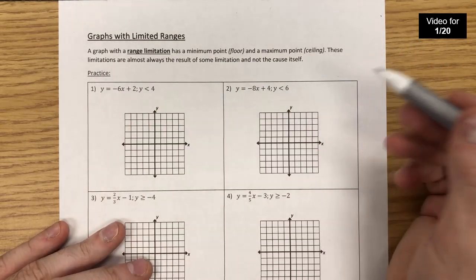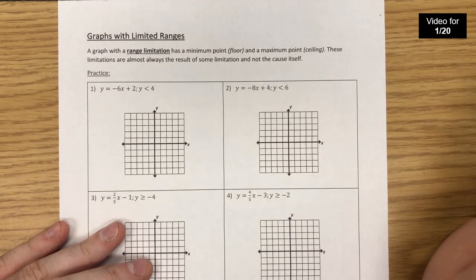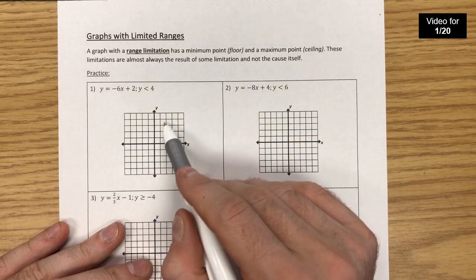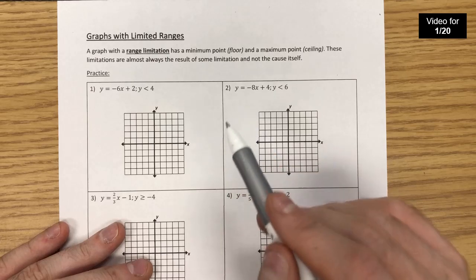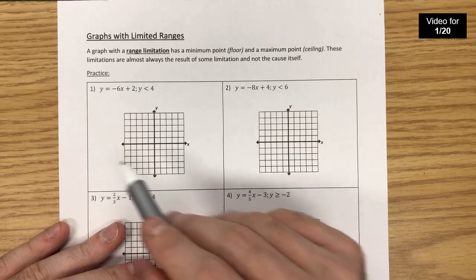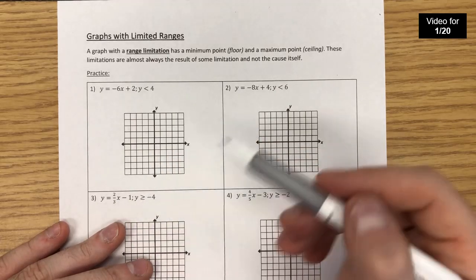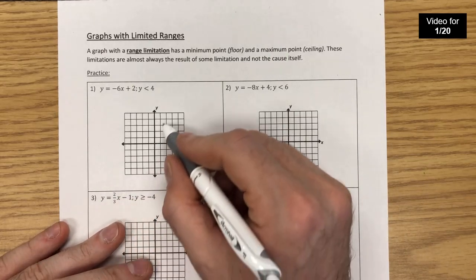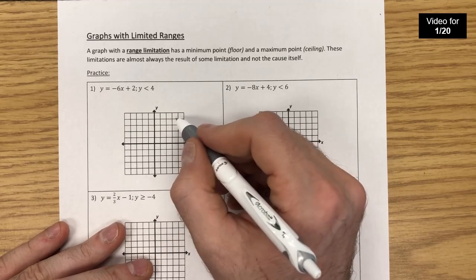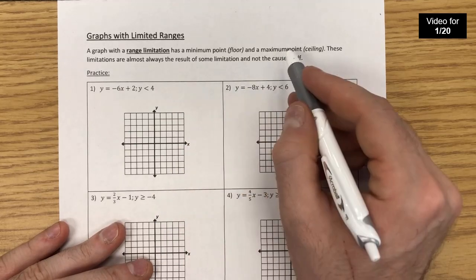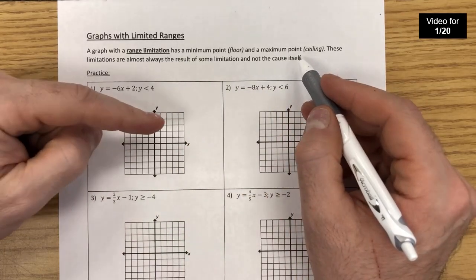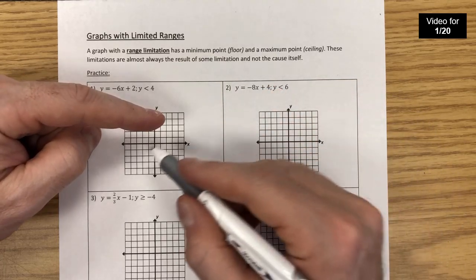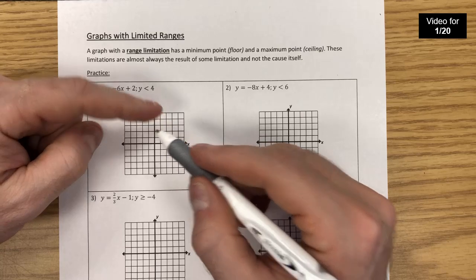These limitations are almost always the result of some limitation, not the cause itself. Meaning if you see a graph go up, up, up, up, and then it just stops, most of the time that's the equipment. We can't measure past a certain point, like Geiger counters. Historically, during like Chernobyl, we said, oh, hey, the maximum amount of radiation was right here. That was a ceiling, not of the actual amount of radiation being sent out, but due to the limitation of the technology. We couldn't measure beyond that point.